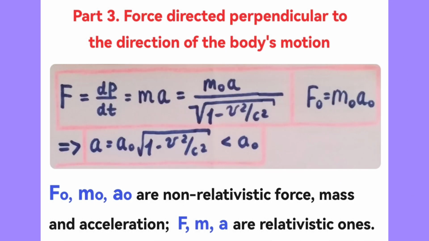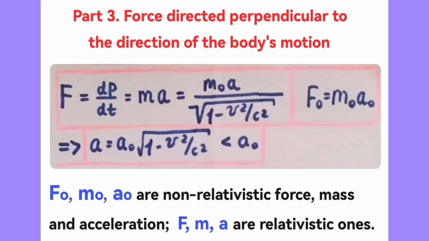Part 3. Force directed perpendicular to the direction of motion of a body. In this case, the velocity changes only in direction, remaining constant in magnitude. Therefore, the mass of the body will not change with time. Therefore, in the original equation of motion, only the velocity needs to be differentiated with respect to time. The result is an equation of the usual form: the product of mass and acceleration is equal to force. Since the mass of a relativistic body is greater than that of a non-relativistic one, the same force will accelerate a relativistic body less strongly than a non-relativistic one.